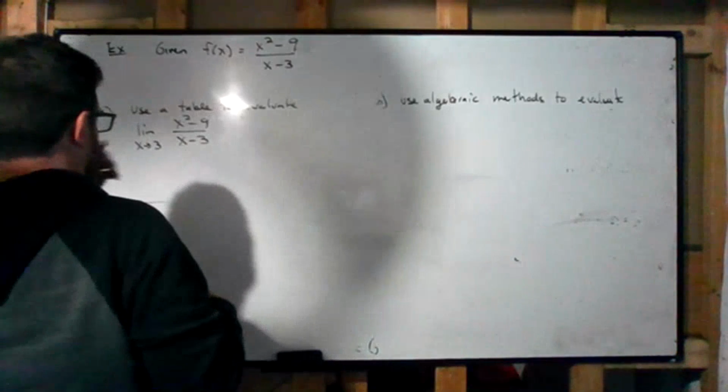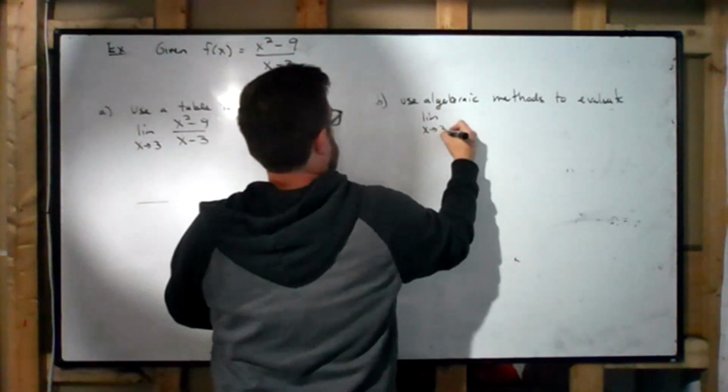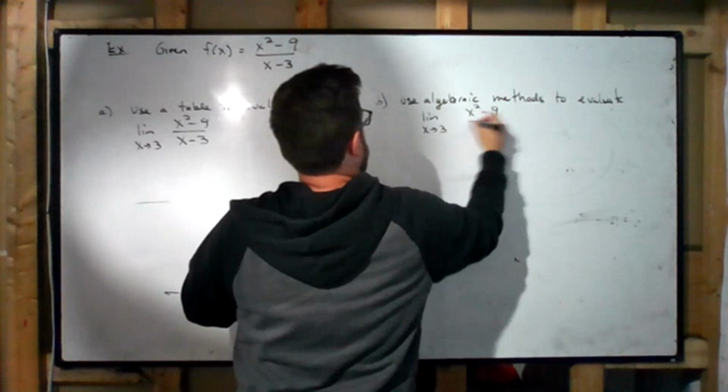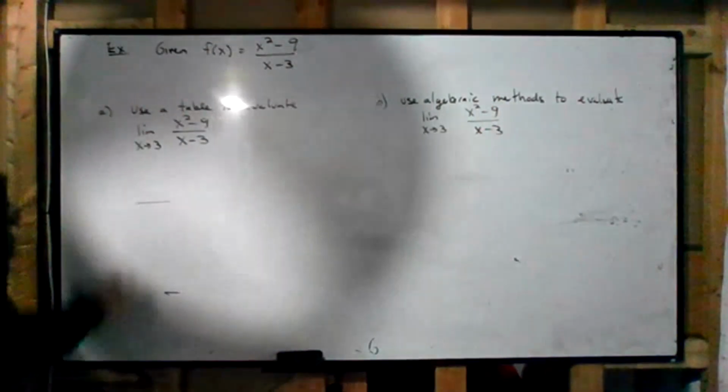All right, so the same thing. The limit as x approaches 3 of x squared minus 9 all over x minus 3. So we're going to do the exact same function, and I'm going to draw a picture and show you what it looks like.